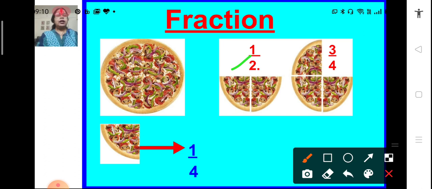Similarly, if you cut the pizza into 4 equal parts and if you consume 3 out of 4, then what fraction of pizza have you consumed? You have consumed 3/4 of the pizza. And what fraction of the pizza is left? It is 1 out of 4, that means 1/4 of the pizza is left.